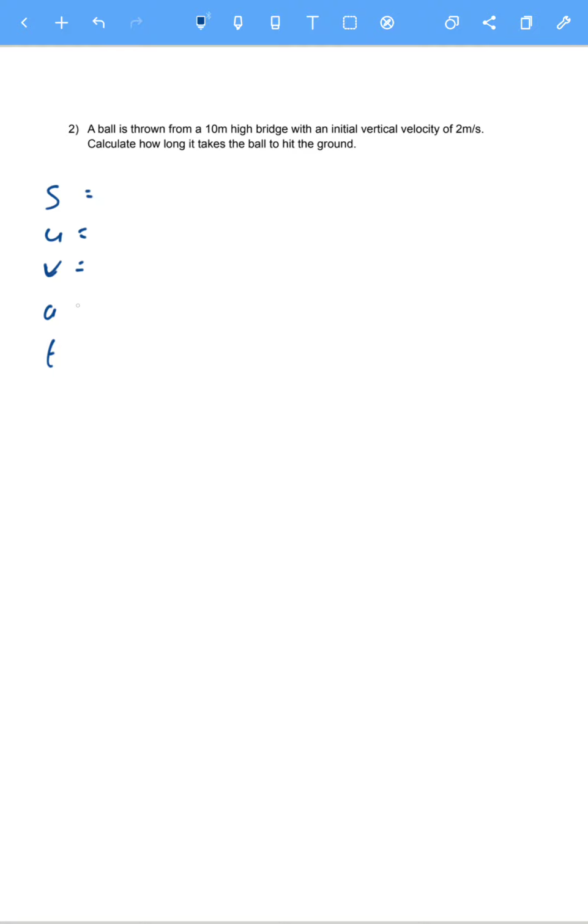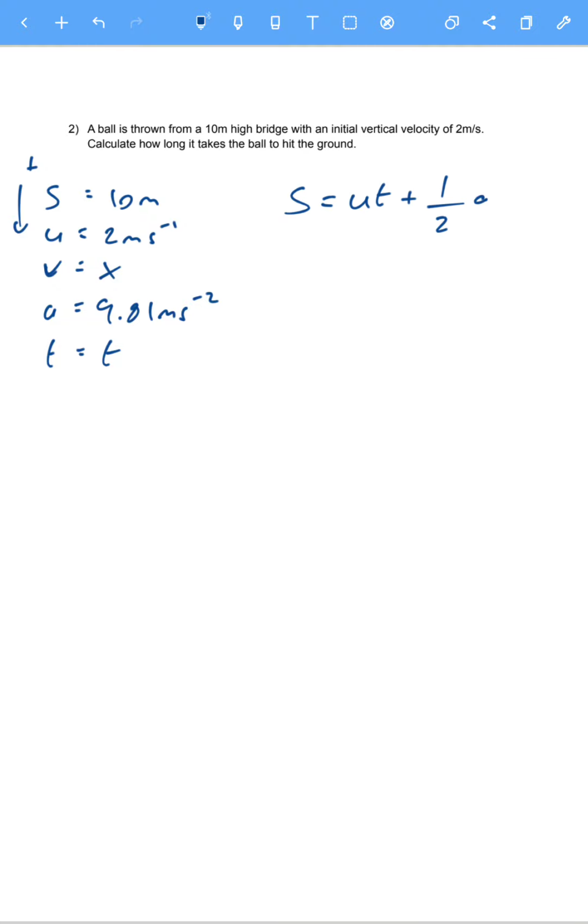So the displacement, we're going to take down as positive as well. So the displacement vertically downwards is 10 meters. The initial speed this time is 2 meters per second. The final speed, I'm not interested. The acceleration is acceleration due to gravity, 9.81 meters per second squared, and the time is t. So what we actually need to do is to use an equation without v, so that would be s equal to ut plus half at squared. Although this time the initial speed is not equal to 0, so it makes it a little bit more complicated.